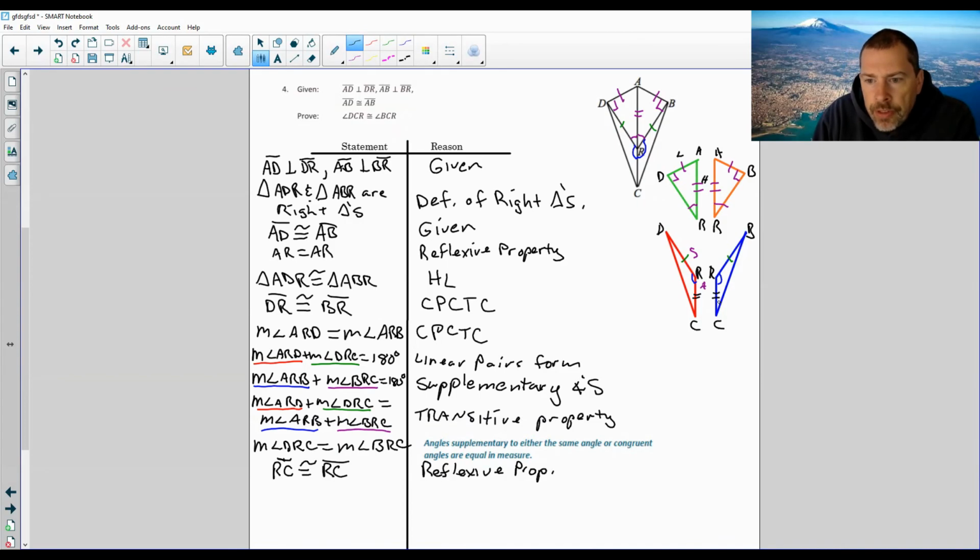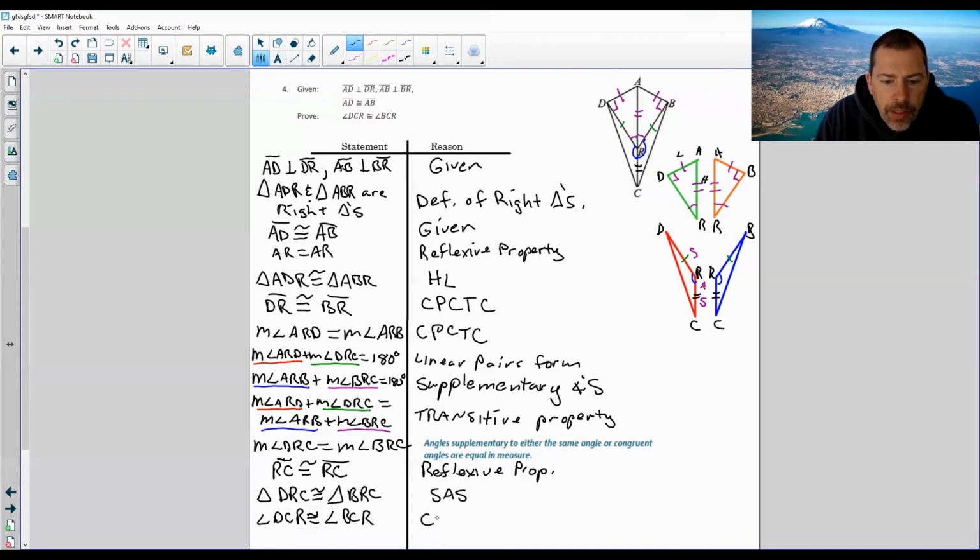Okay, so now this is equal to this because it's equal to itself. Now I have side, included angle, side. So now I can say triangle DRC is congruent to triangle BRC. Reason, side, angle, side. And now we can prove angle DCR. Oh, it doesn't say the measure. It's not saying they're equal in measure. It's saying they're congruent. So let me redo that. Angle DCR is congruent to angle BCR. Corresponding angles of congruent triangles are congruent, and we are done.